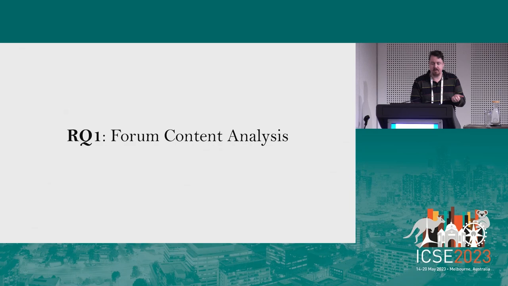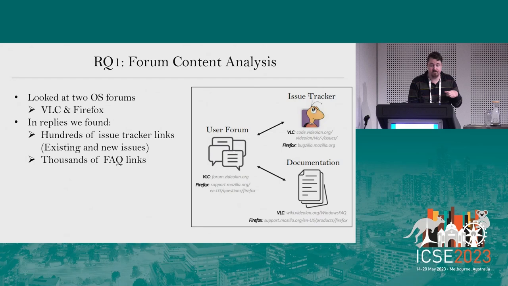So coming into this work, the first thing we wanted to do was a content analysis of particularly the replies in forums. So we looked at two large open source products, the VLC Media Player and Firefox Web Browser. And in the replies in both products, we found hundreds of links to the issue tracker. So these could be links saying, your issue actually is already known about. Here's a link to the existing issue in the issue tracker. We also found instances where they said, we didn't know about the issue that you're describing here. Here's a link to the issue tracker. Could you please enter it for us?